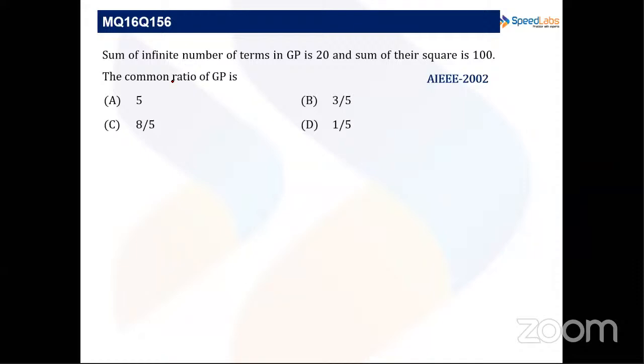Our next question is: the sum of an infinite number of terms in GP is 20 and the sum of their squares is 100. We need to find the common ratio of the GP. So let's say we have an infinite GP A plus AR plus AR square plus so on up to infinity, and the sum of the infinite number of terms, that is A upon 1 minus R, is equal to 20. From this we will get A equals 20 into 1 minus R.